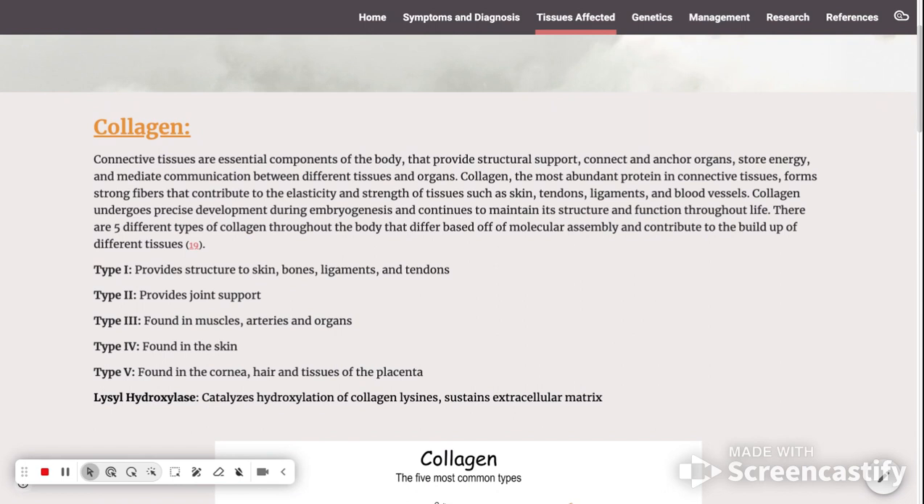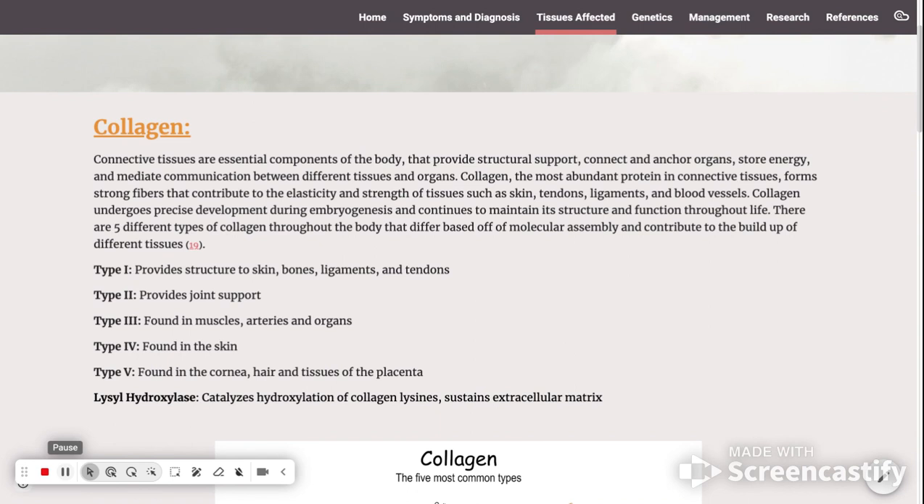There's 5 main types of collagen that each play a different role in the development throughout the body. As you can see here, type 1 is structure to skin, bones, ligaments, and tendons. 2 is joints. 3 is muscles. 4 is skin. And 5 is cornea. And type 5 helps with the cornea, hair, and tissues of the placenta.